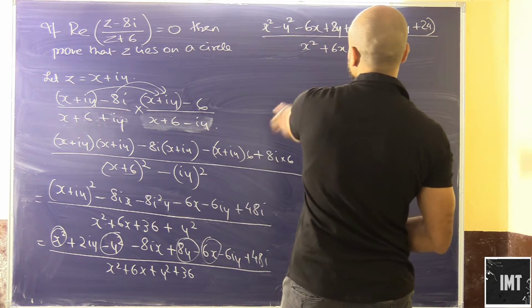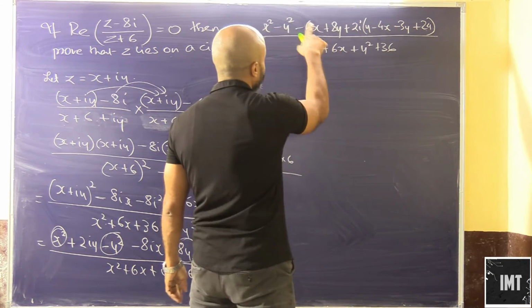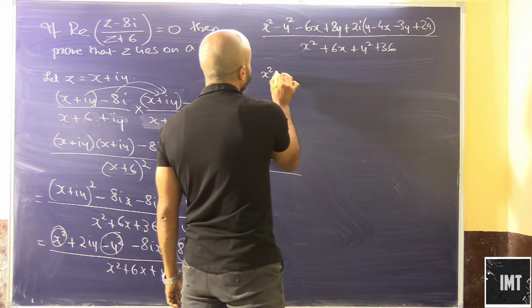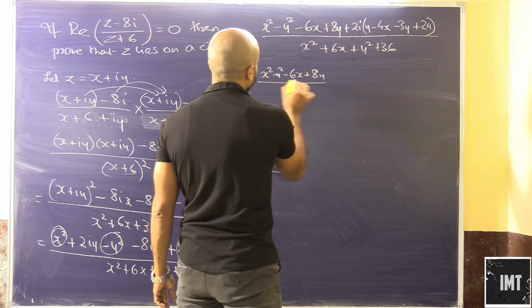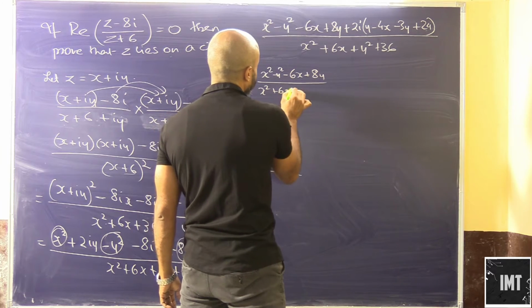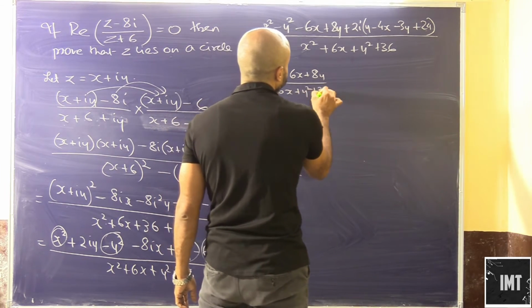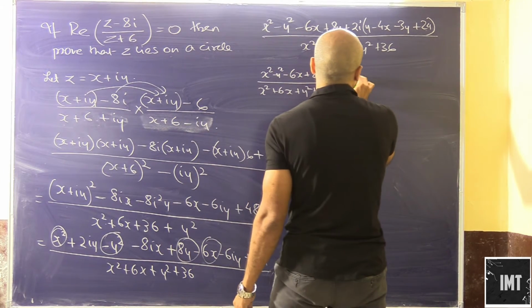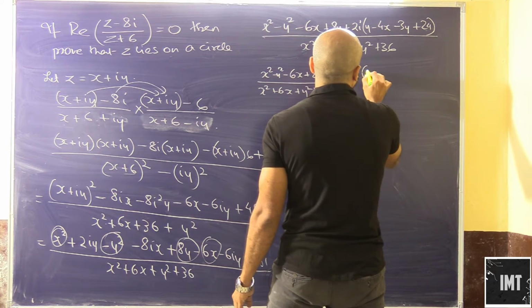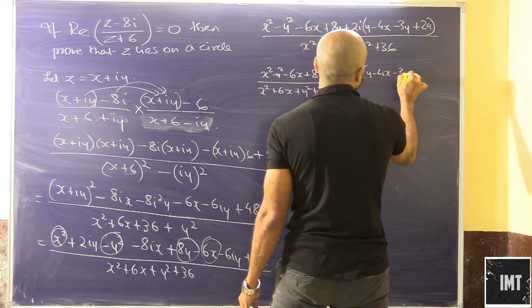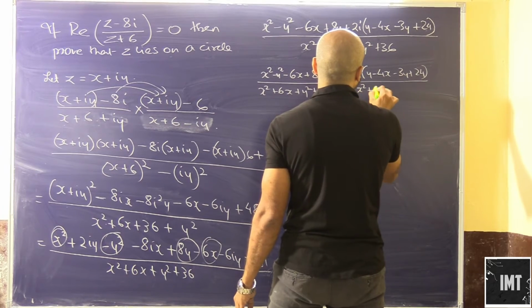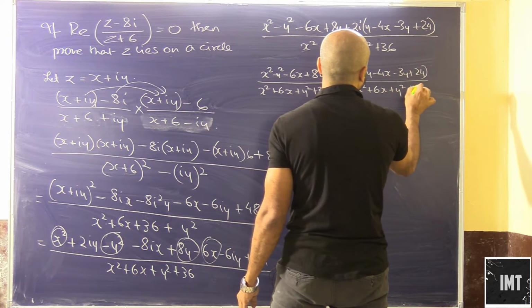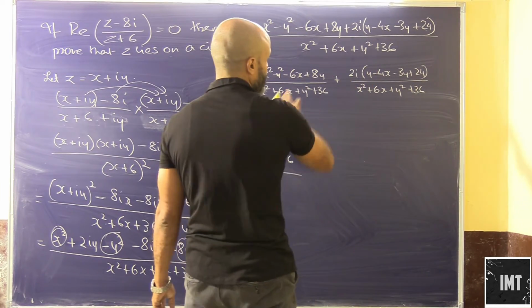Okay, now the real part of this one is 0. So if we segregate this, the real part will be x square minus y square minus 6x plus 8y upon x square plus 6x plus y square plus 36, plus here we have 2i y minus 4x minus 3y plus 24 by x square plus 6x plus y square plus 36. Okay, so this is the resultant.